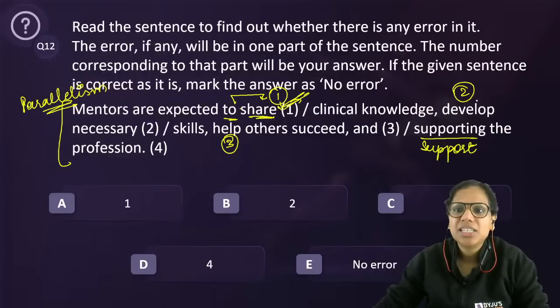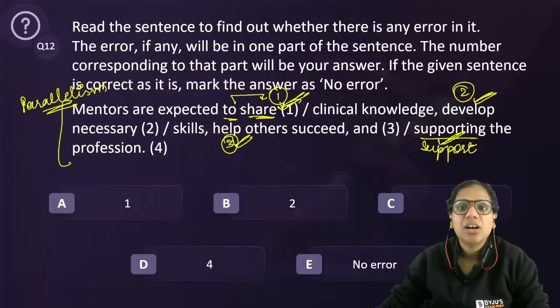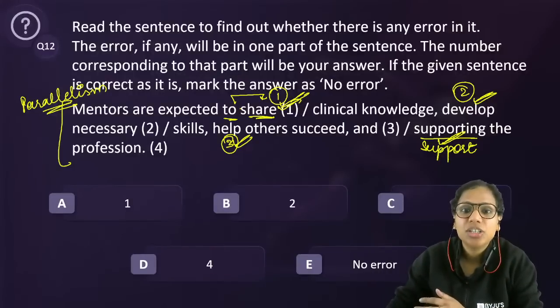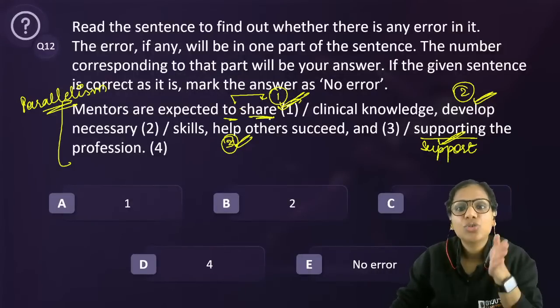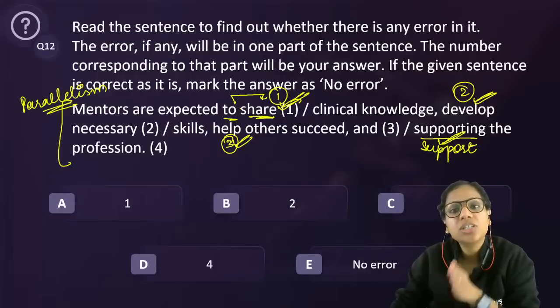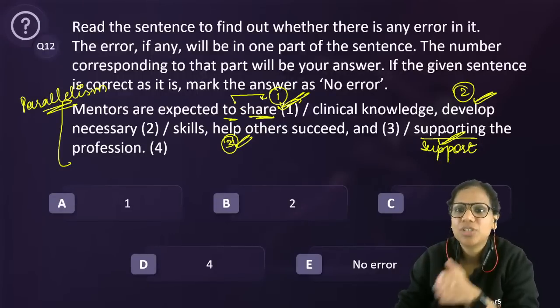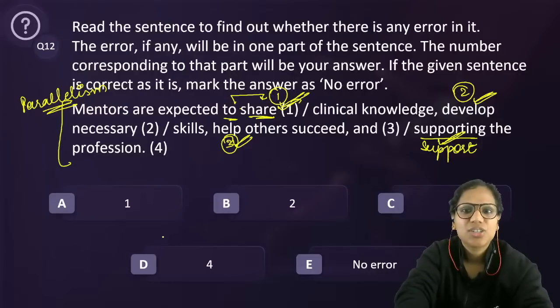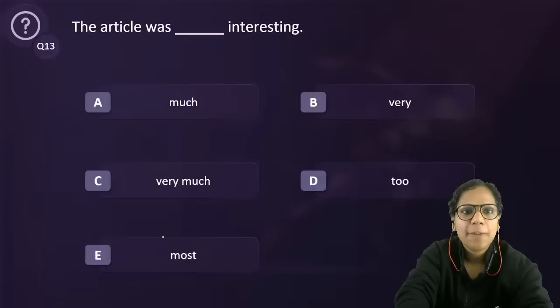To maintain consistency in your words, unless you require to change them. So here, when you are just writing a list, you will keep the elements of the list uniform: share, develop, help, support. Absolutely correct. D Delhi is the answer. So happy to see this. Now, question 13. What do you say?